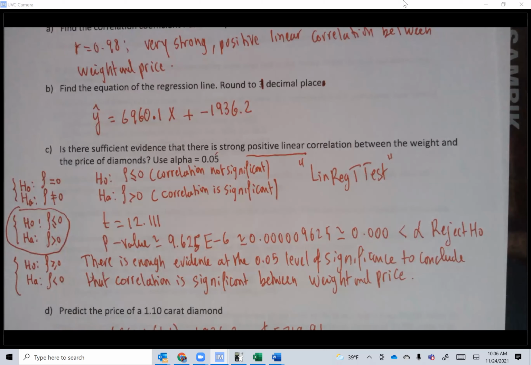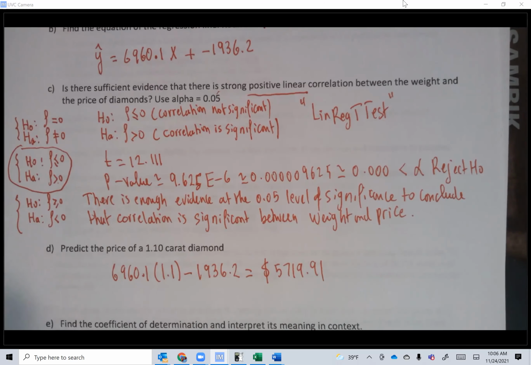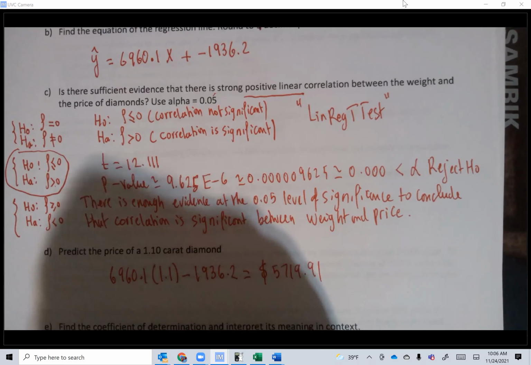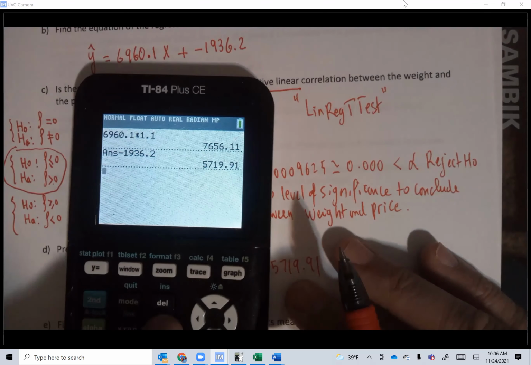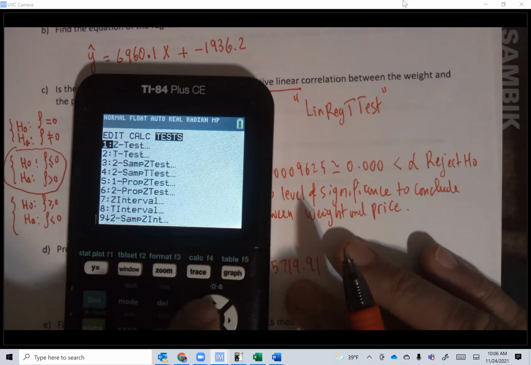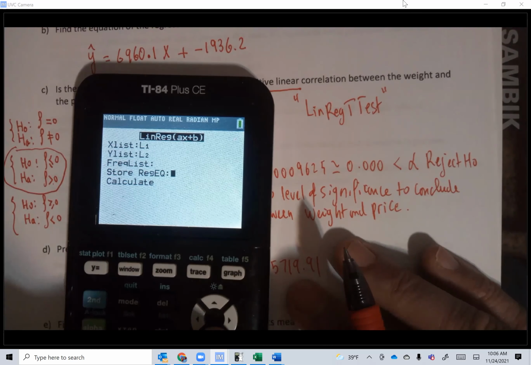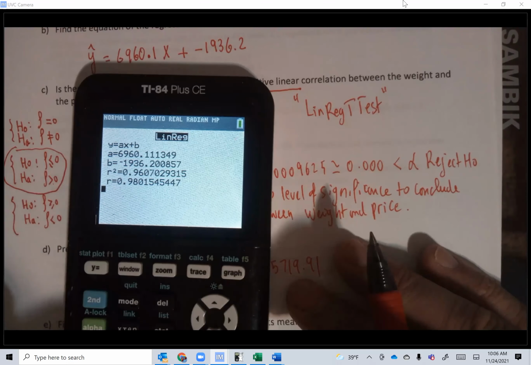And the last question. Find the coefficient of determination and interpret its meaning. R squared. You already have it on the screen, guys. It was on the screen. Let me show it to you. I mean, you don't need to calculate it. There you go. R squared is 0.96.